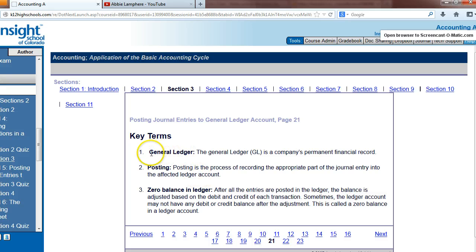Key terms that you'll need to know for your upcoming quizzes and exam: what the general ledger is, what we've been talking about this entire section. Posting is the process of recording the appropriate part of the journal entry into the ledger account, from the journal to the ledger. And then the zero balance in the ledger. After all entries are posted, the balance is adjusted based on the debit and credit of each transaction. Sometimes a ledger account may not have any debit or credit balance after the adjustment. This is called a zero balance in a ledger account.